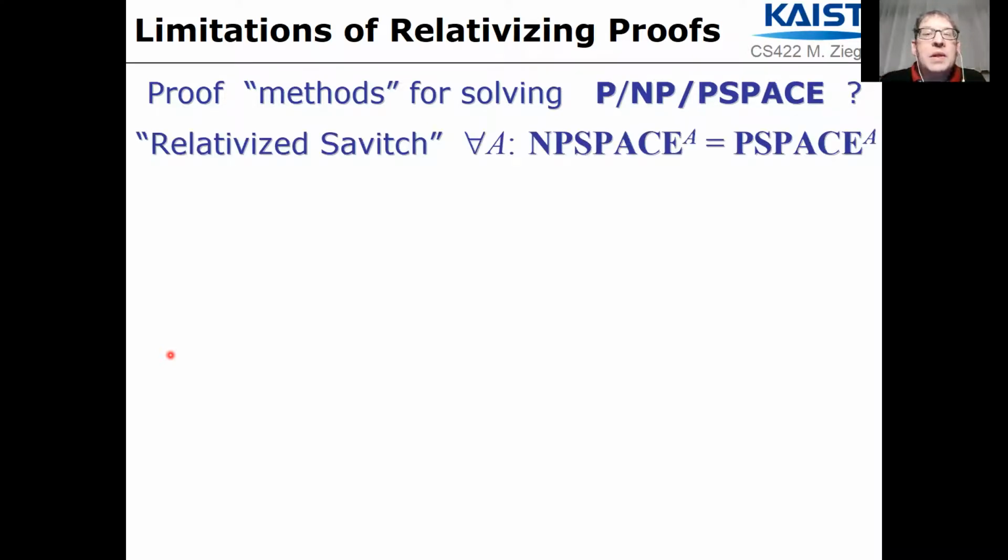Another, more involved example is Savitch's theorem. NPSPACE is equal to PSPACE, right? We discussed that early in this chapter 5. And it relativizes: the same holds true for every possible oracle A. And I want you to verify that, to recall and reanalyze the proof of Savitch's theorem, that it really works also for oracles.